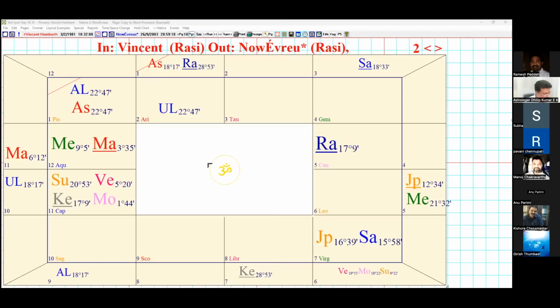In the natal chart, Rahu for me is on the second house, transiting over the second house. Mars is transiting over Mars, right? Okay. Yeah, that's correct. Saturn is transiting over the fourth house.